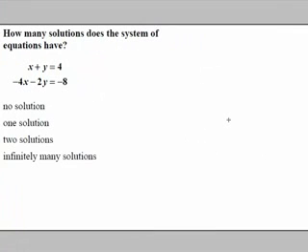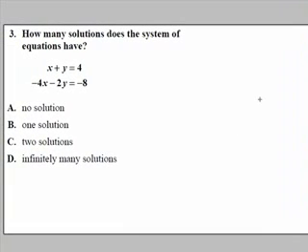Question number 3. Now this one is asking for the number of solutions. How many solutions does the system have? I like the way Dr. Berger does it on the videos. He put both equations into slope-intercept form, and when the equations are written in that form, it's quite obvious to figure out how many solutions you're going to have.